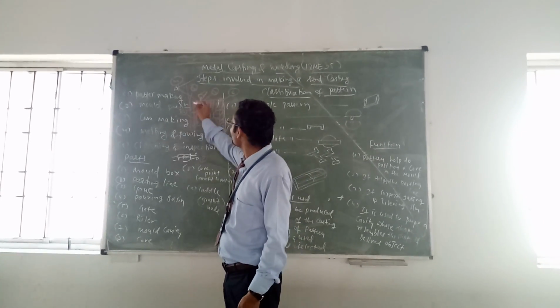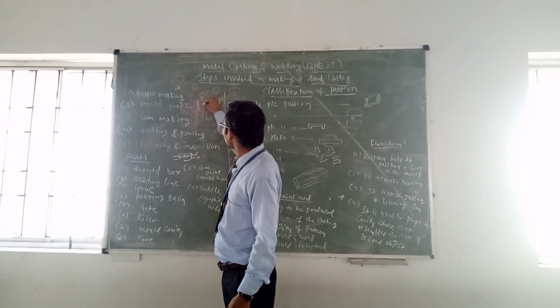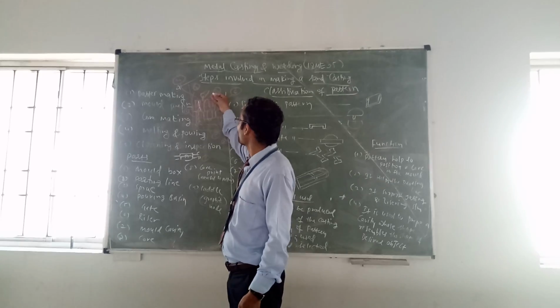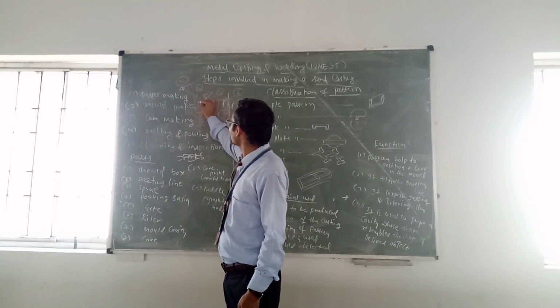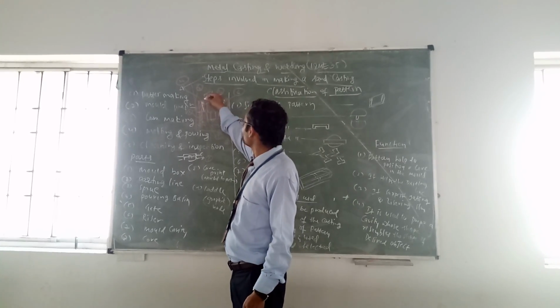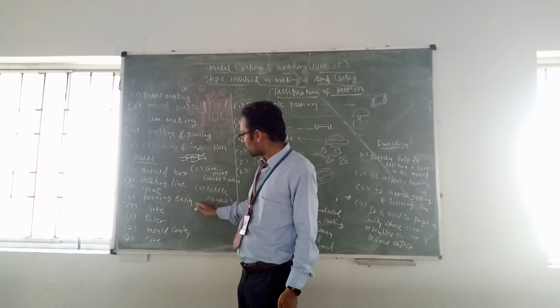Next one is the sprue. Sprue is a vertical passage in which the molten metal is poured from the outside. That is called a sprue. Pouring basin: at the top of the cope box, some space will be there through which you can pour. It is the enlarged portion of the cope box. It is called the pouring basin.